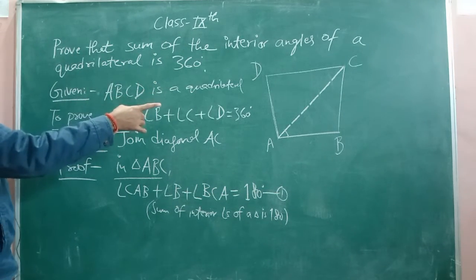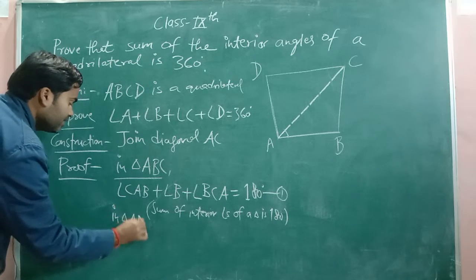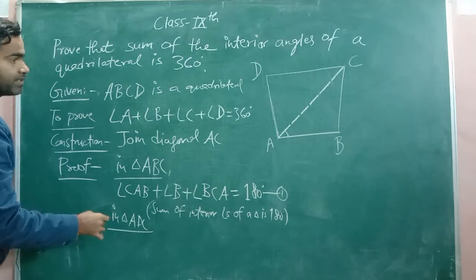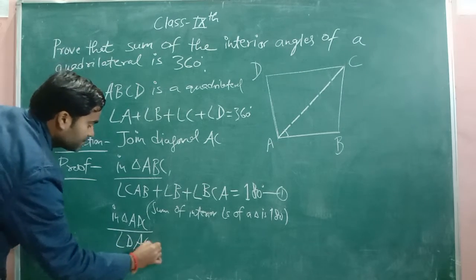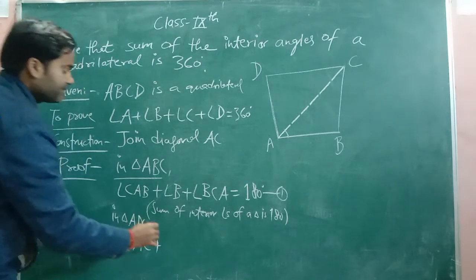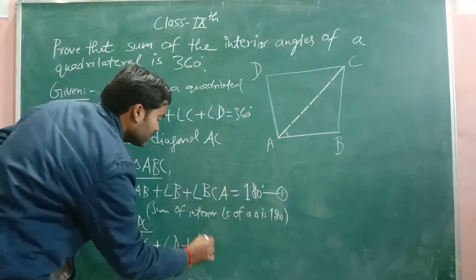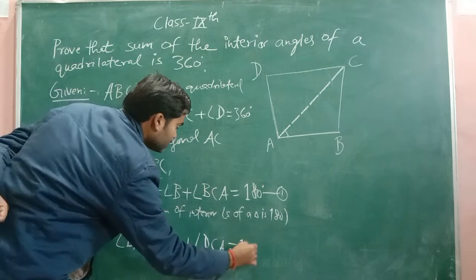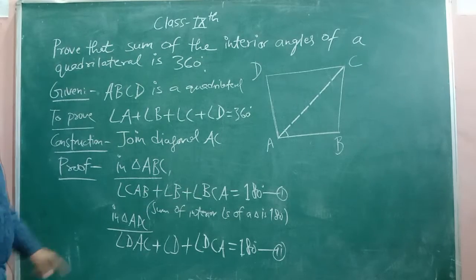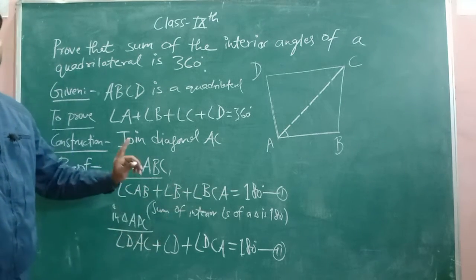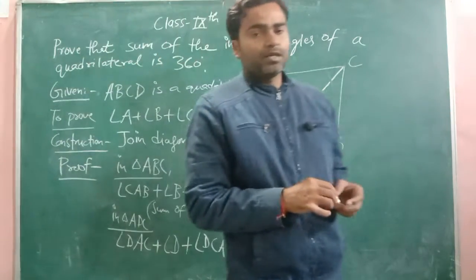Now in triangle ADC, angle DAC plus angle D plus angle DCA is equal to 180 degrees. The reason is similar, so we need not write it again. The reason is the same: sum of interior angles of a triangle is 180 degrees.